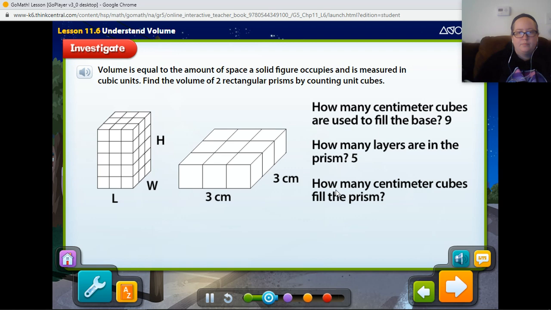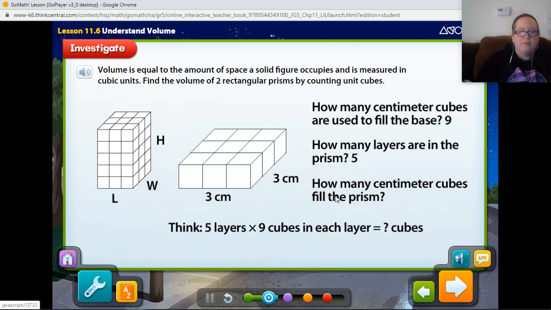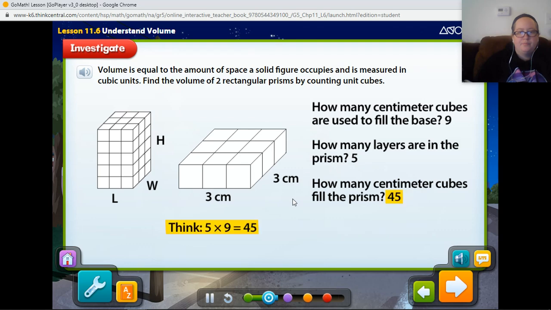If there are 9 cubes in each layer and the prism consists of 5 layers, how many centimeter cubes fill the prism? Do 9 times 5, which is 45. Think 5 layers times 9 cubes in each layer equal how many cubes? 5 times 9 equals 45. So 45 centimeter cubes fill the prism. The volume of the rectangular prism is equal to 45 cubic centimeters.